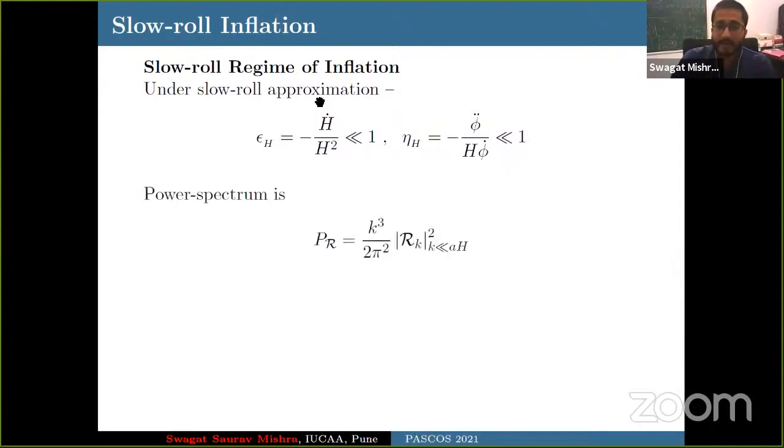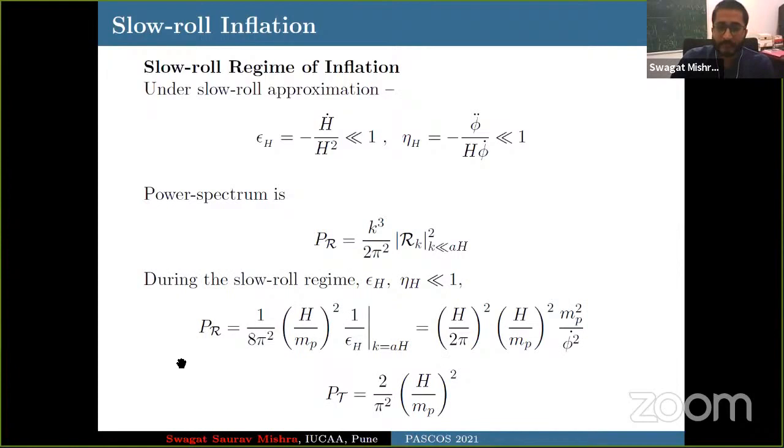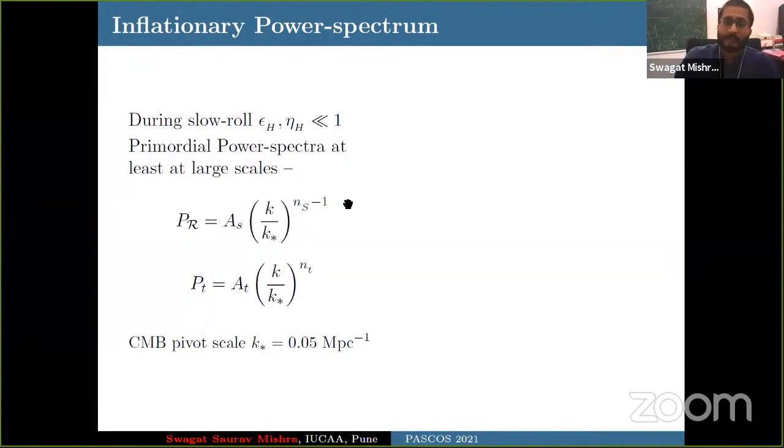Okay. And under this slow roll assumption, the power spectrum of scalar fluctuations takes a very simple form, which is given by the Hubble squared divided by the first slow roll parameter. Similarly, the power spectrum of the tensor fluctuations is purely given by only the Hubble scale during inflation. And these slow roll predictions fit a kind of a power law in the power spectrum. So the scalar power spectrum has an amplitude at some pivot scale, which is usually 0.05 megaparsec inverse, and it has a tilt. Similarly, the tensor power spectrum has an amplitude at the same pivot scale as well as a tilt.